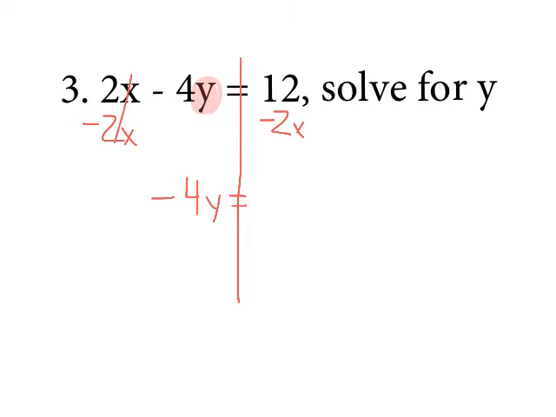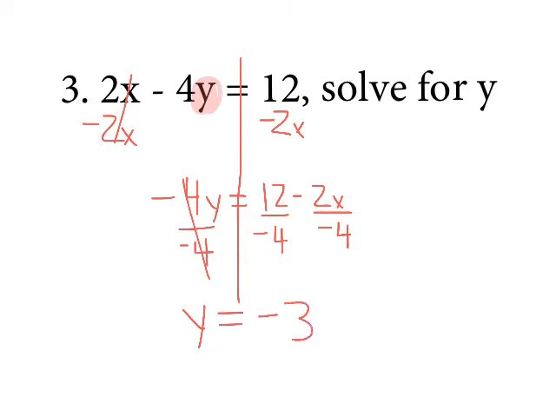Are 12 and 2x like terms? No, because one's a regular number, one has an x. So 12 minus 2x. Okay, and then I need to divide by negative 4 on every single piece. Okay, remember addition and subtraction just happens one time on each side. When you multiply or divide, it has to happen to every single piece on both sides of the equal sign. Okay, so that's all gone. I'm left with y equals 12 divided by negative 4. So 12 divided by negative 4 is negative 3.